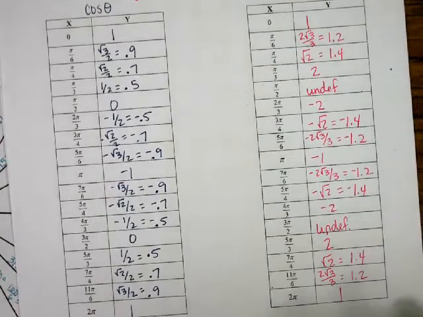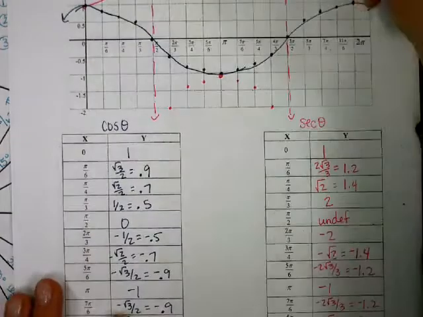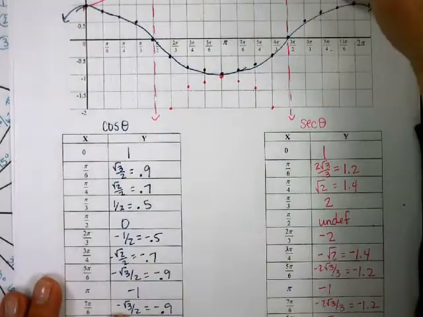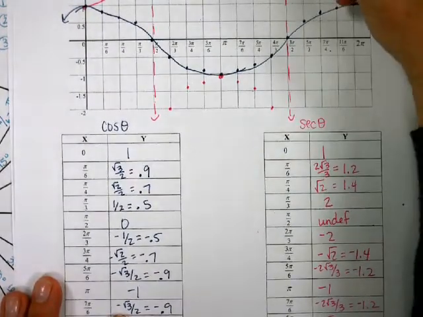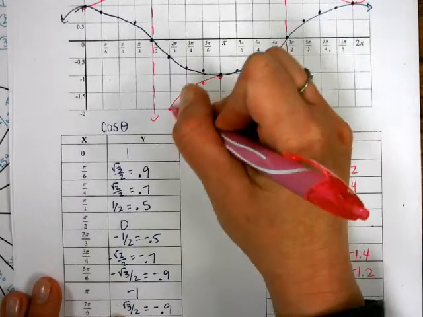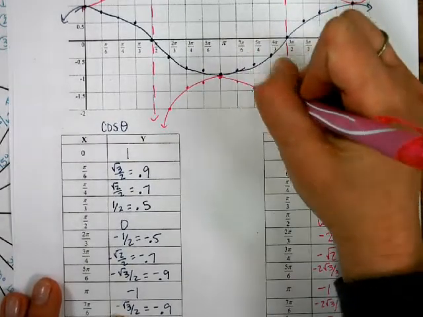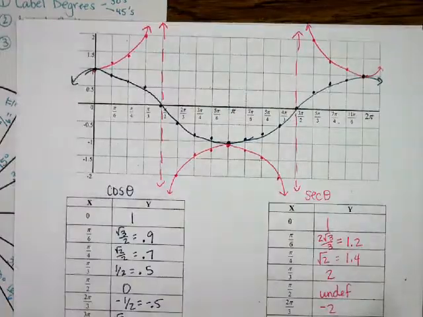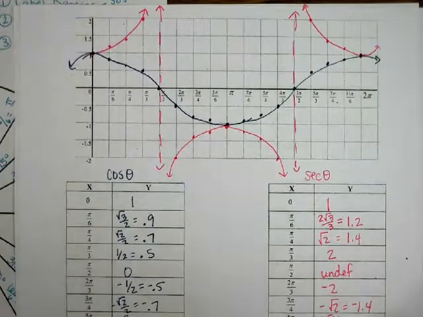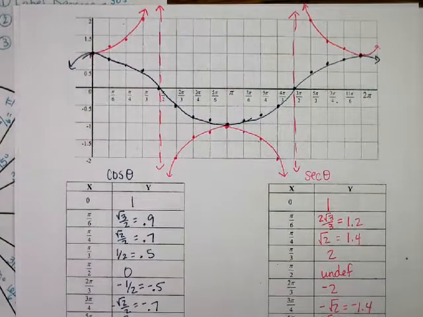Okay, so I'm going to draw in my shapes. Remember, it doesn't cross your asymptotes, just gets closer and closer and closer to it. So there's what cosine and secant look like. All right, 2 more graphs to go. We've graphed 4 of our 6 trig functions. Now we're going to graph tangent.